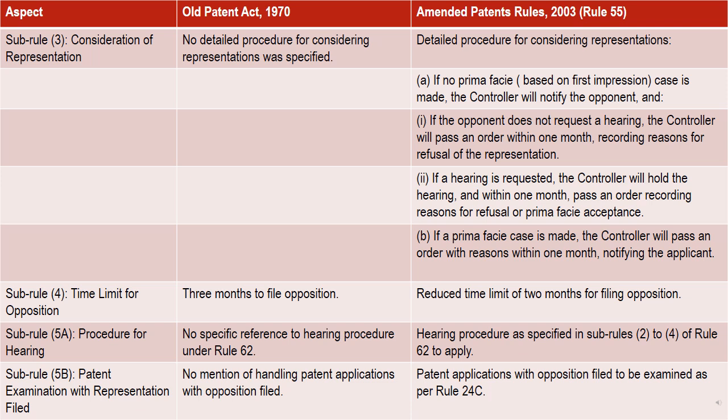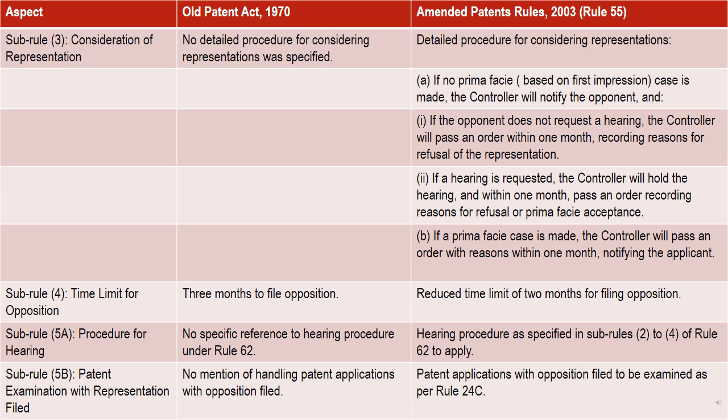Next, B is change in sub-rule 4. According to the old rule, opponents had 3 months to respond after being notified. In the new rule, this period is shortened to 2 months, speeding up the opposition process.